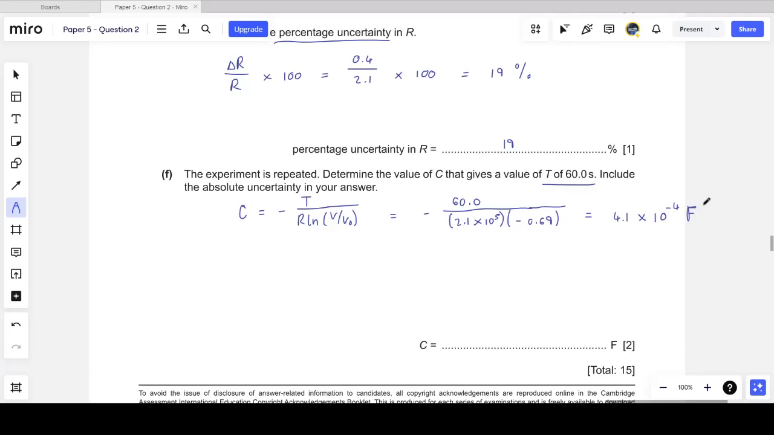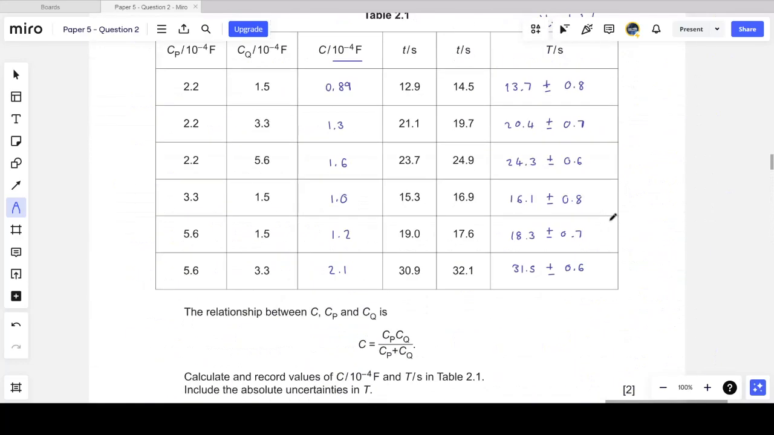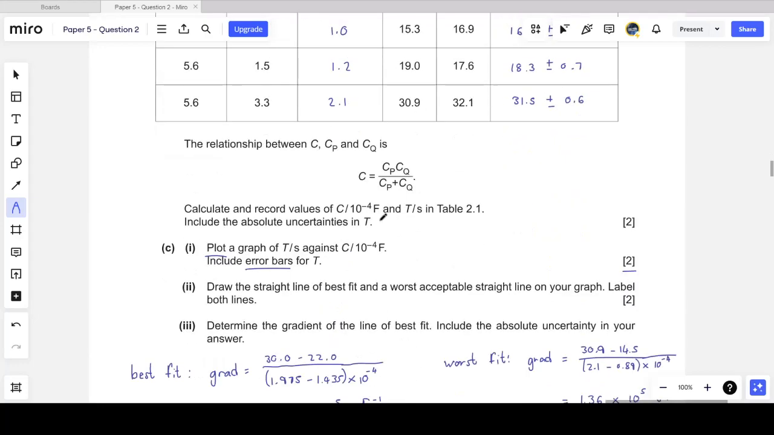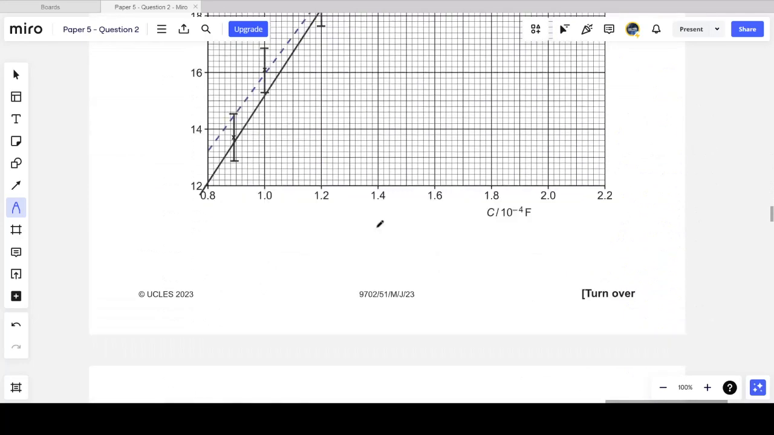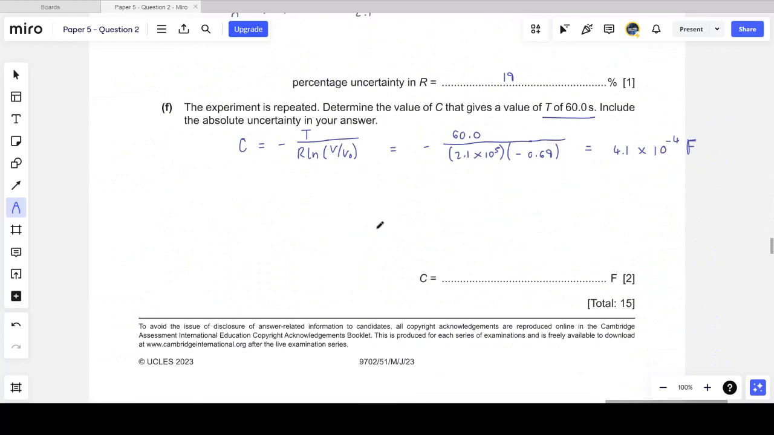Hey, this is quite good, because if we go back to our table, it will match up. For the time to be about 60 seconds, if we look as the time increases, the value for C is going up as well. And so at about 60 seconds, you'd expect the value for the capacitance C to be somewhere around 4. And the power of 10 is correct also, 10 to the minus 4 farads. So it could mean that whatever we've done so far is fine. We've been working with values that are roughly in the ballpark of being correct.